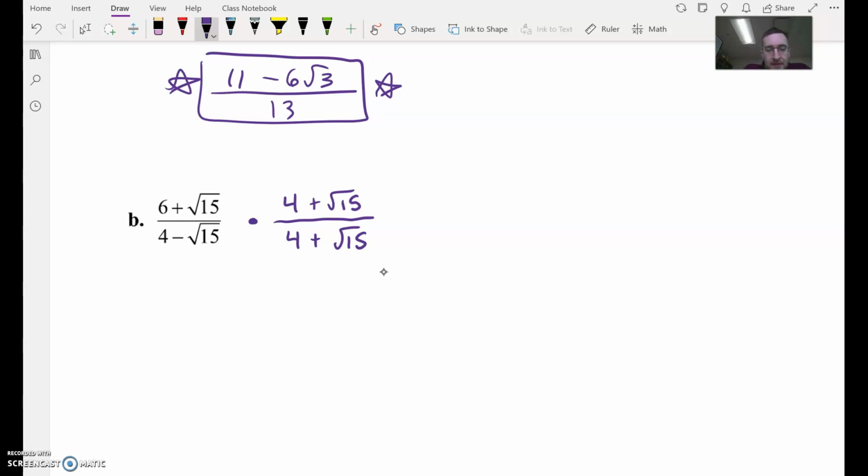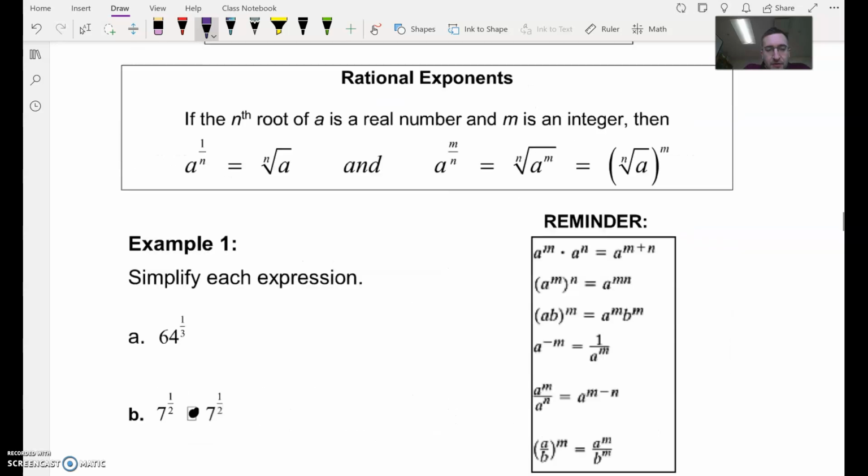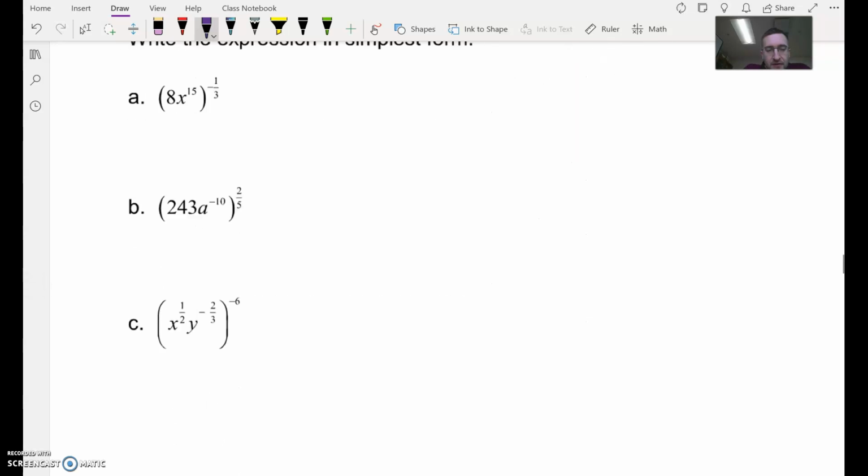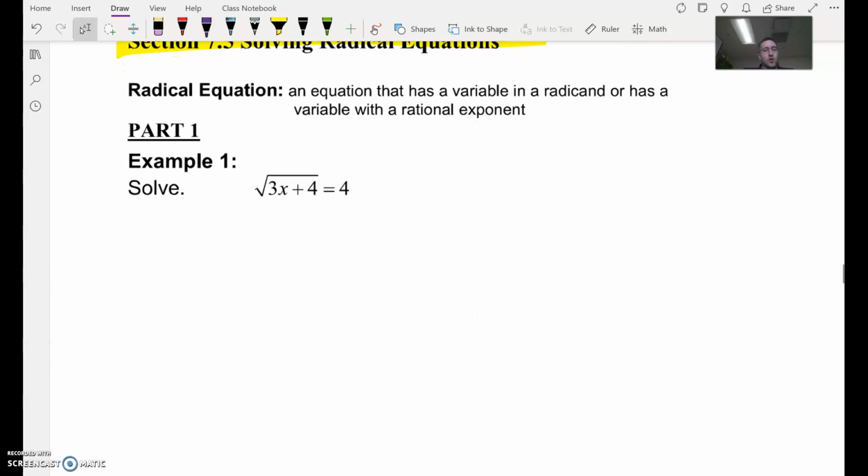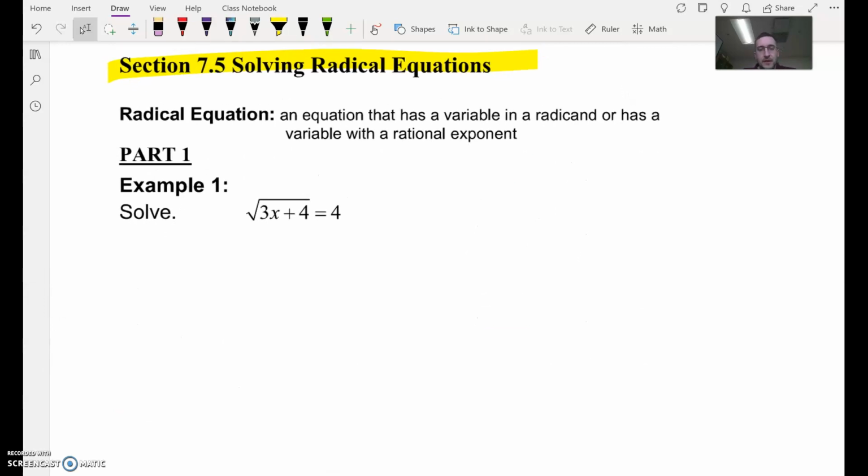Okay? But then the last piece that I wanted to show you is the solving equations piece.